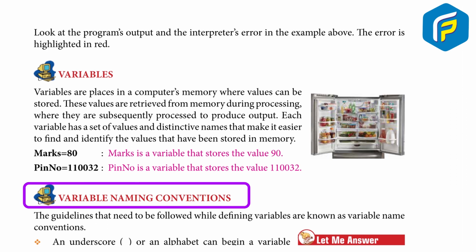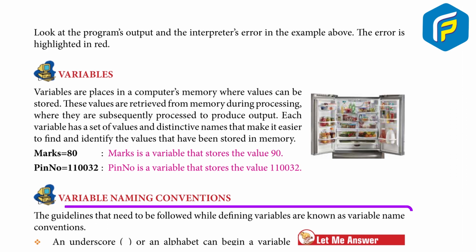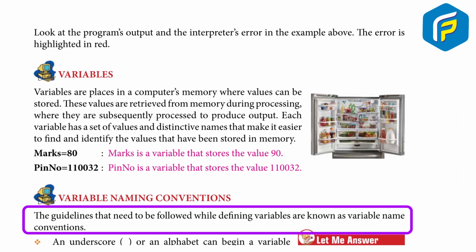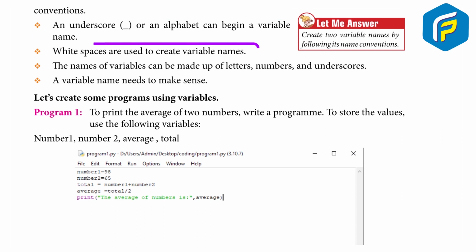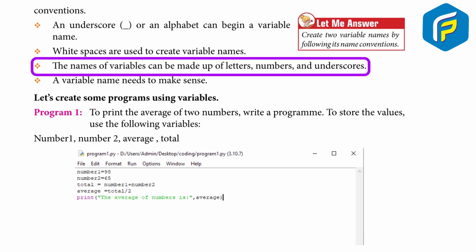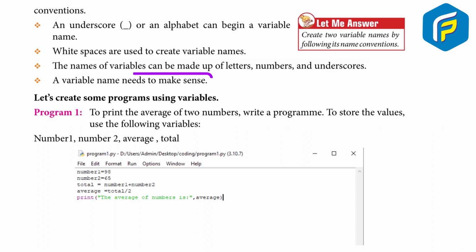Variable naming conventions. The guidelines that need to be followed while defining variables are known as variable naming conventions. An underscore or an alphabet can begin a variable name. White spaces are not used to create variable names. The names of variables can be made up of letters, numbers and underscores. A variable name needs to make sense. Let me answer. Create 2 variable names by following the naming conventions.